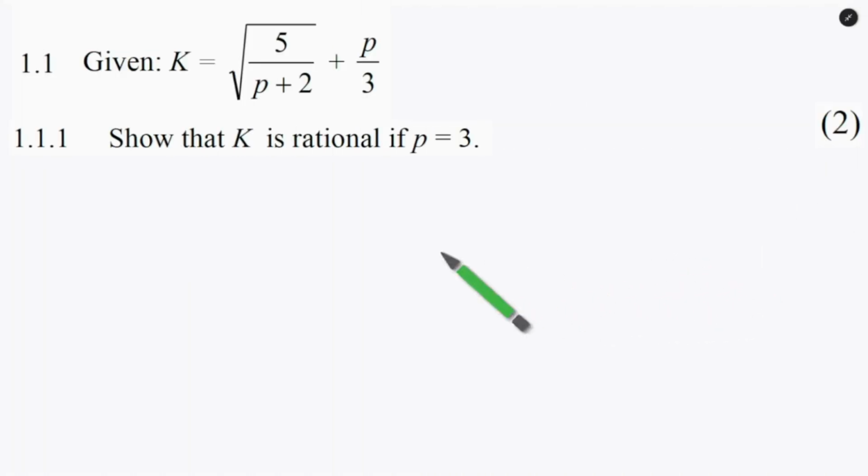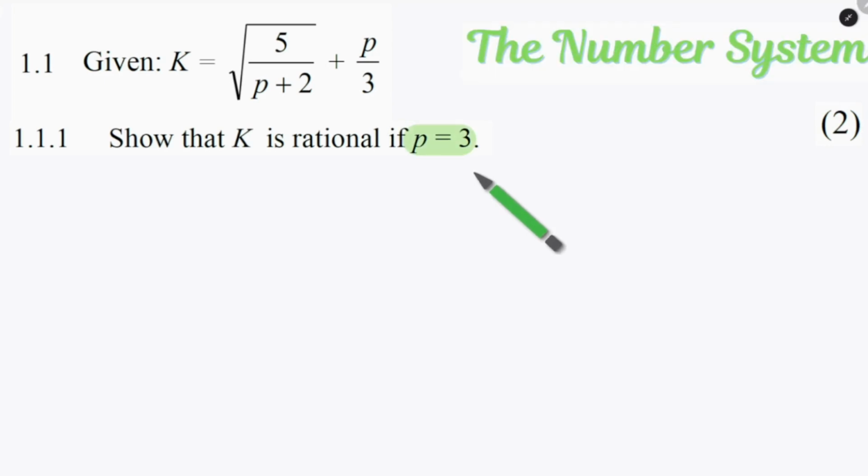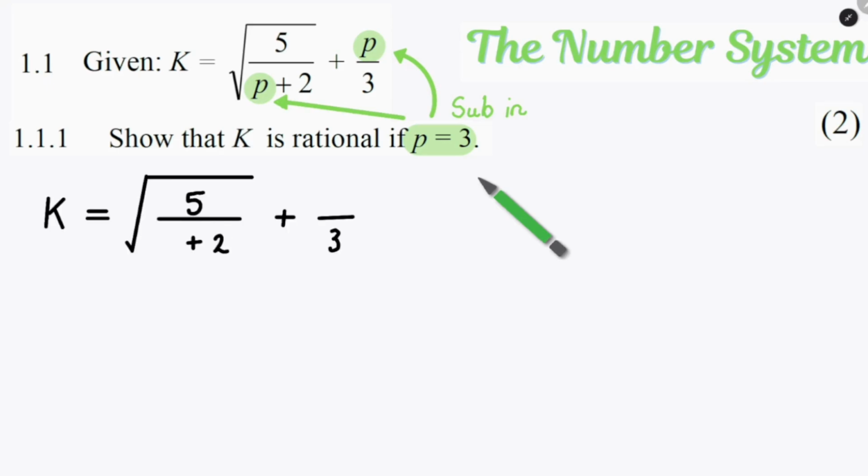Okay, we need to show that k is rational if p equals 3 and k is this big mess over here. So all we're going to do is grab that 3 and pop it into those p's there, we're going to sub it in. Nothing else about the structure changes, and we pop those 3's in there, and then we start to simplify.